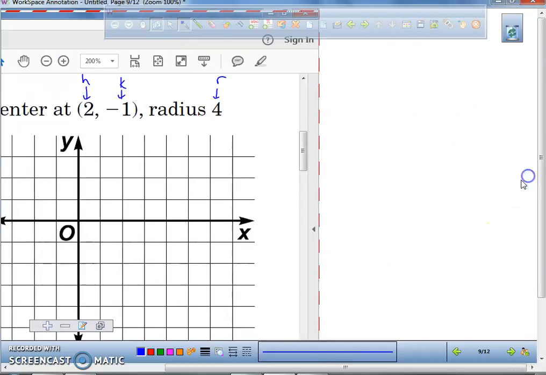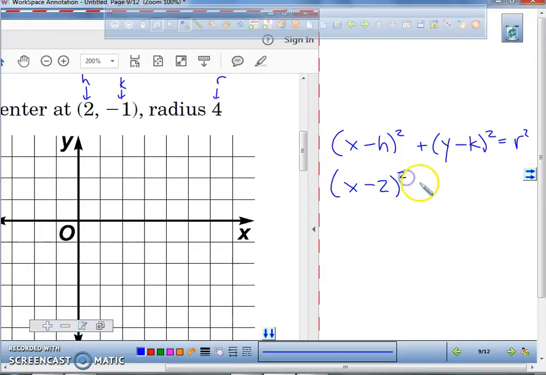Okay, so let's go over here. We're going to write our standard equation: x minus h squared plus y minus k squared equals r squared. So let's plug things in. What am I going to plug in for h? I'm going to plug in a 2. That was easy. Let's see here.